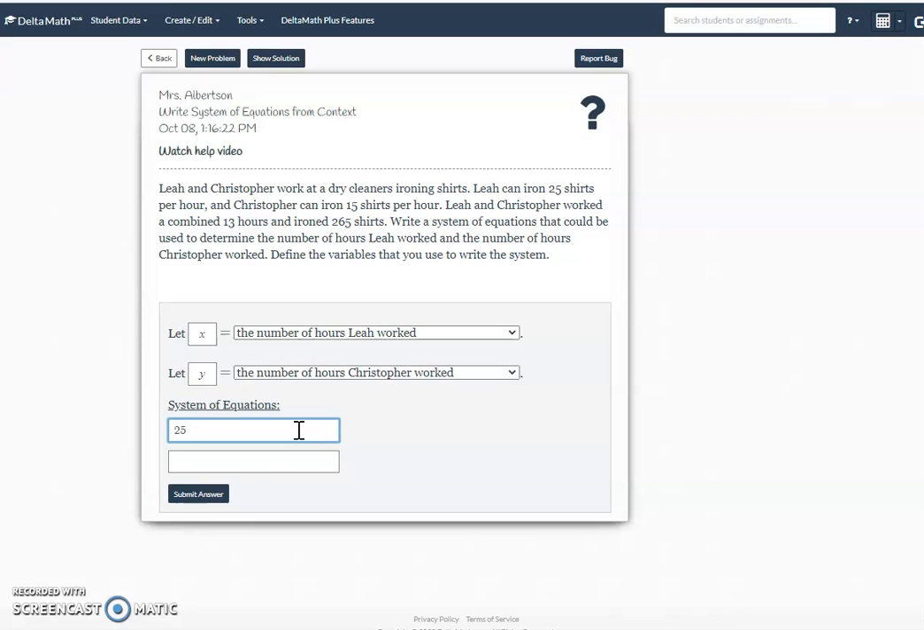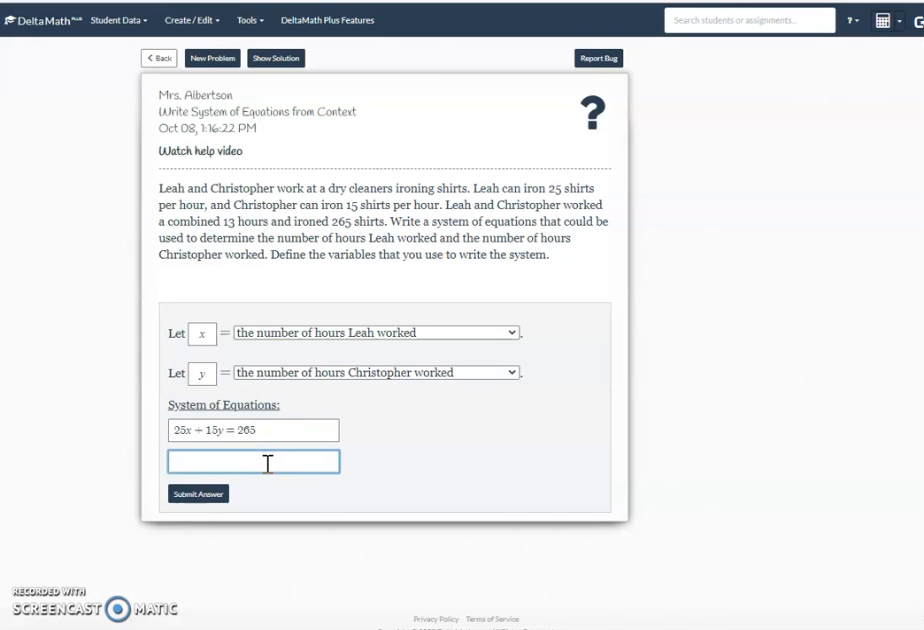So Leah can iron 25 shirts every hour. And Christopher can iron 15 shirts every hour. And in total, that's 265 shirts, because the 25 and the 15 and the 265 are all the same unit. That's all referring to the number of shirts that they can iron.